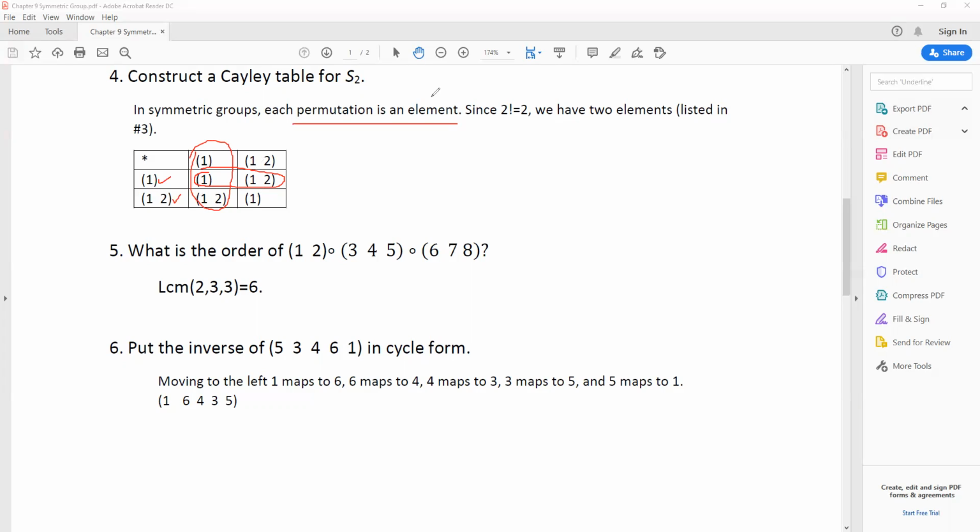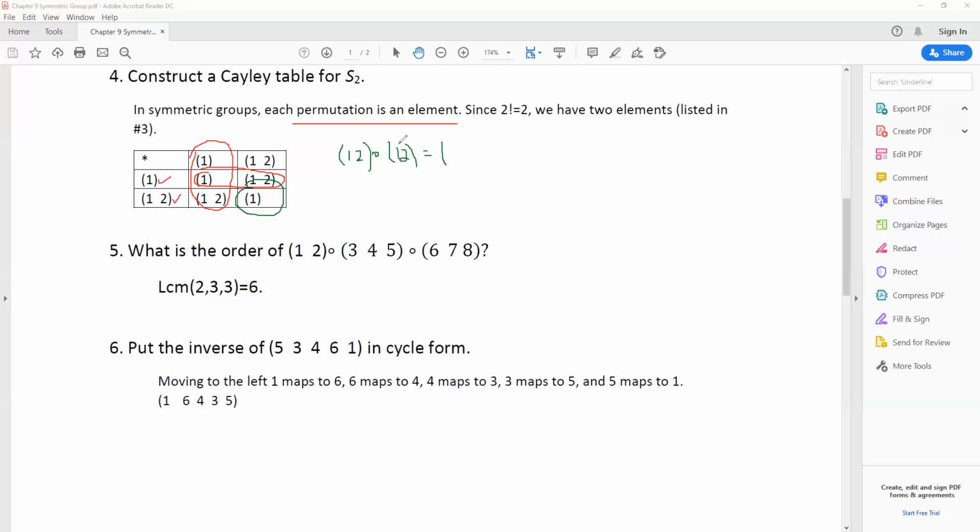That leaves us with our last option here. Why is (1 2) composed with itself equal to the identity? Well, let's compose (1 2) with itself and see what happens.